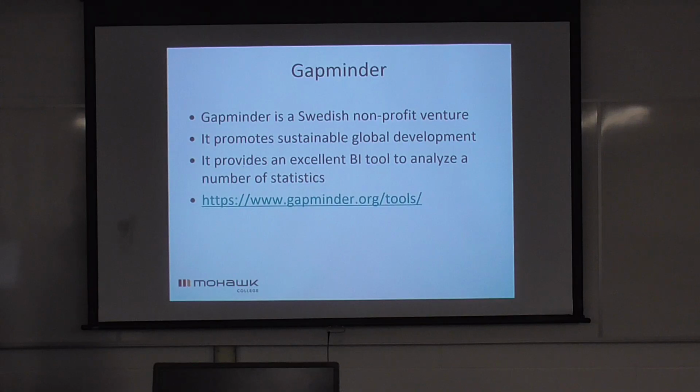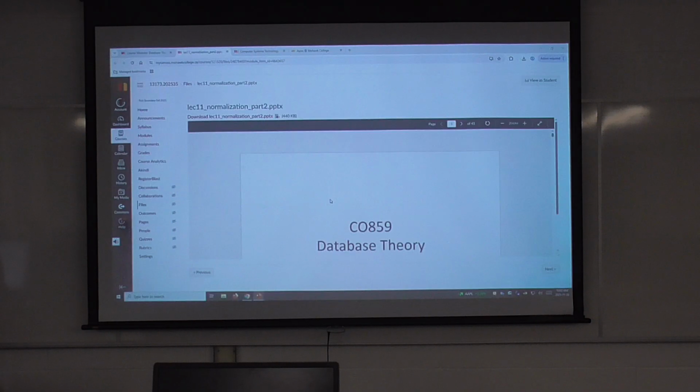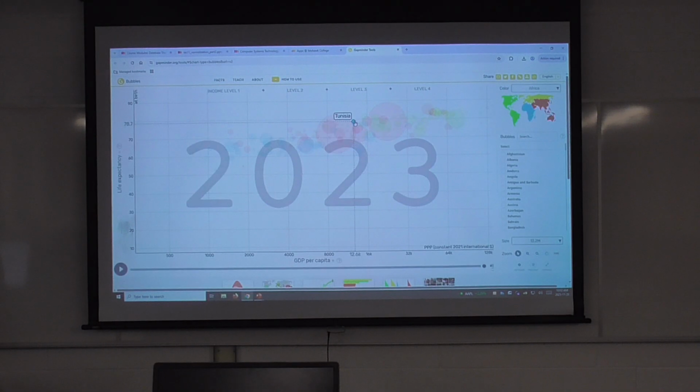Gapminder is a Swedish nonprofit venture, at least it used to be. It promotes sustainable global development. It provides an excellent BI tool to analyze a number of statistics. Let's see if the link still works. It does! Yay! GDP per capita.